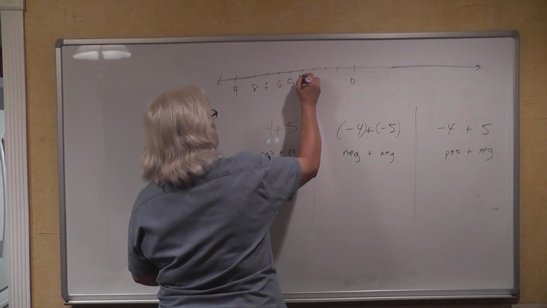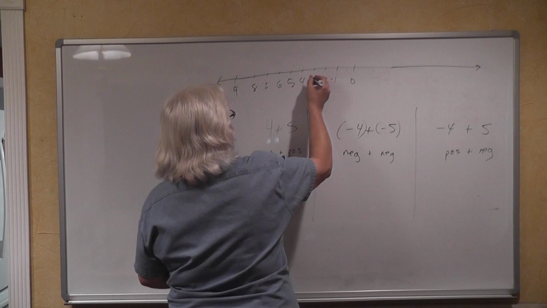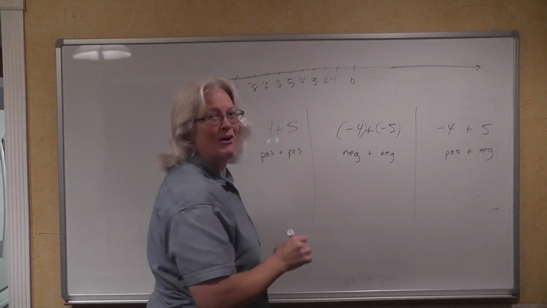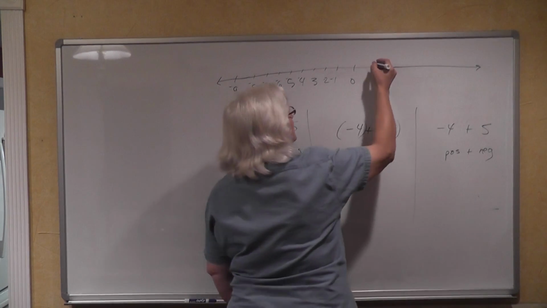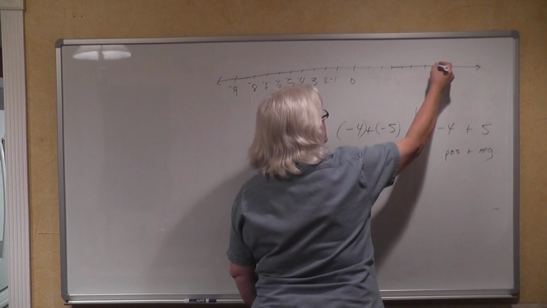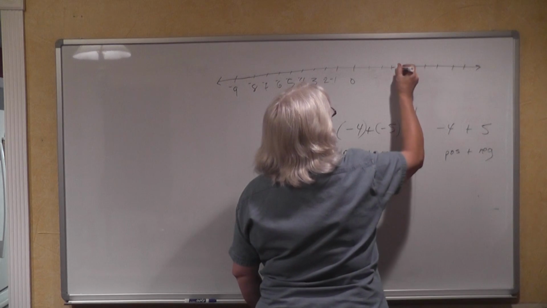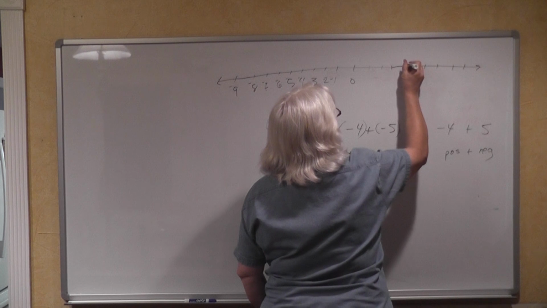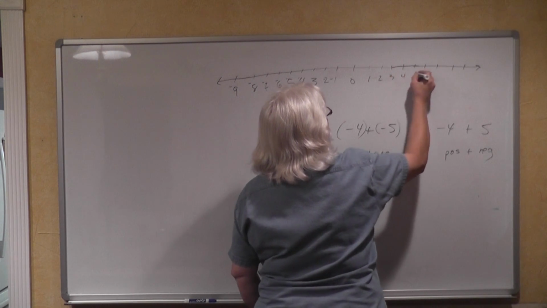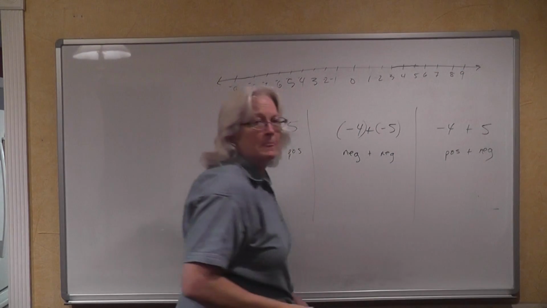So if you'll bear with me just for a moment, I'm going to get my numbers on this number line, and then I'm going to have the opposites. 1, 2, 3, 4, 5, 6, 7, 8, 9. 1, 2, 3, 4, 5, 6, 7, 8, 9.